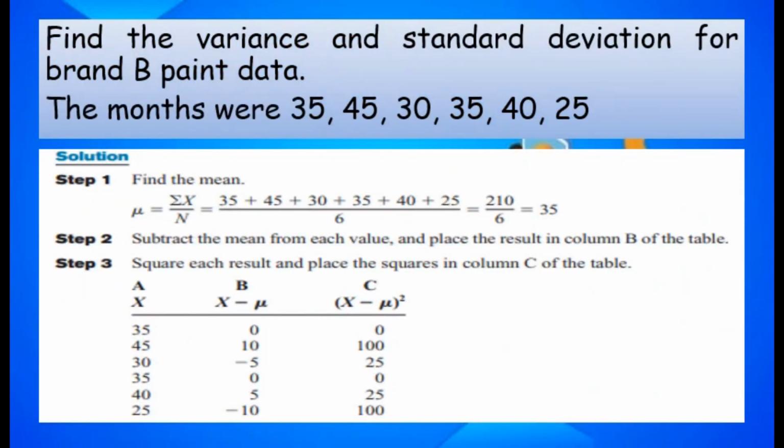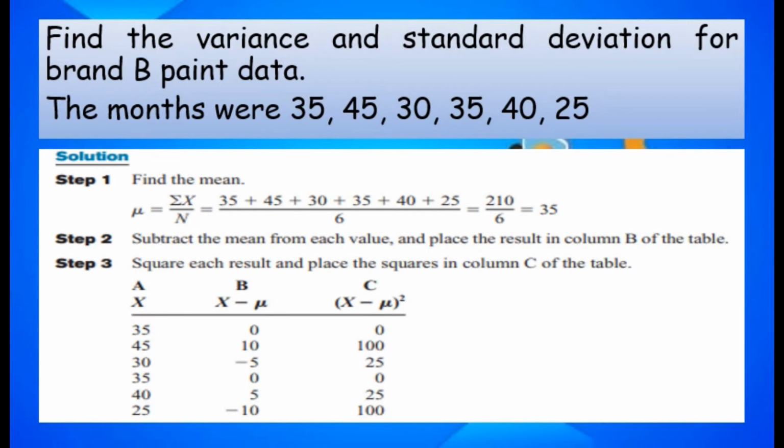So let's give another example. Find the variance and standard deviation for brand P paint data. The months were 35, 45, 30, 35, 40, 25. So let's follow this step-by-step solution.